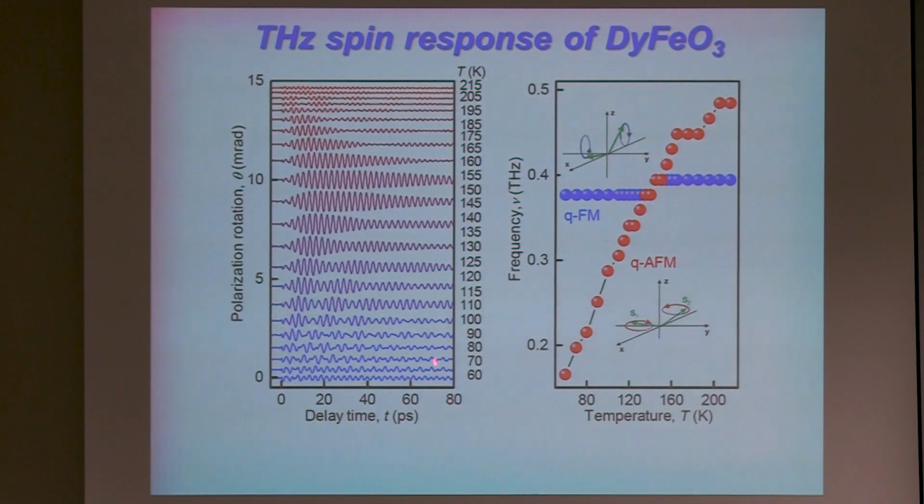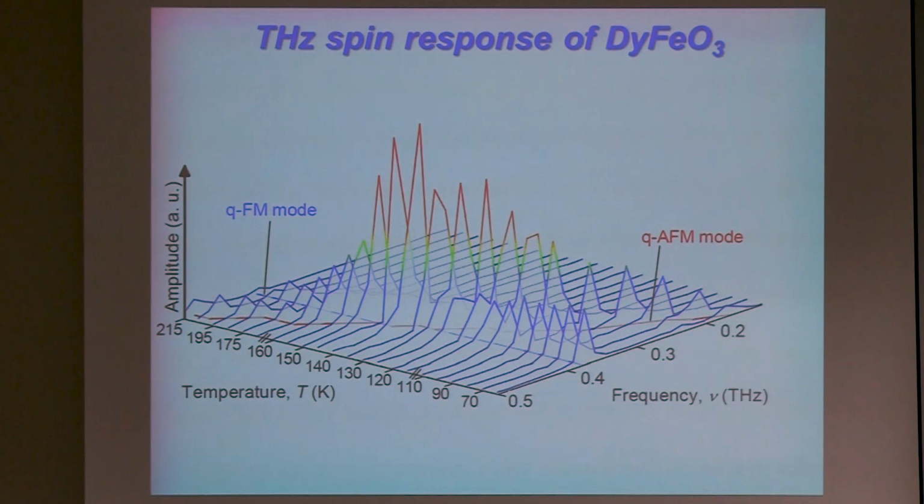But if you look carefully in the data in the time domain, you see that around the crossover temperature, the amplitude of oscillation significantly increases. And it seems it's not a simple superposition of the amplitudes taken away from the crossover temperature. This becomes even more apparent if you look in the frequency domain.